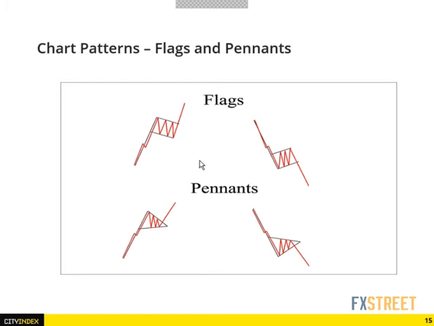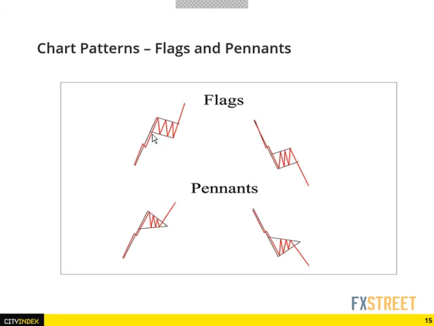Okay, flags and pennants. These are pullbacks defined. So you have a move to the upside, a pullback, and then a break to the upside. Trend, pullback, breakout. Very simple. We see that all over the charts. We see that on euro dollar, on pound dollar, on Aussie dollar, as well as many different pairs. We see that recently on the equity indices. So lots of this happening.